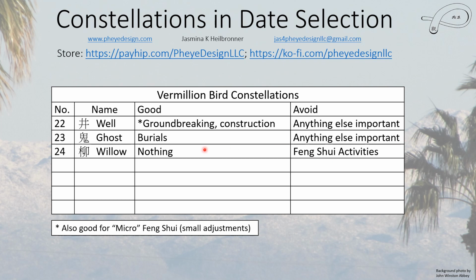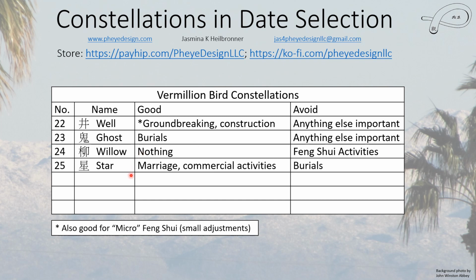Number 24 is willow. It's not a very good thing, but in particular, it's really bad for feng shui activities. So this is one that you should really look at. Of course, if you have a fantastic day that has everything else is really good, I wouldn't be terribly worried about willow because this is just one of many things. And you always have to make that balance between all the different types of day properties. And this is the constellation is another day property.